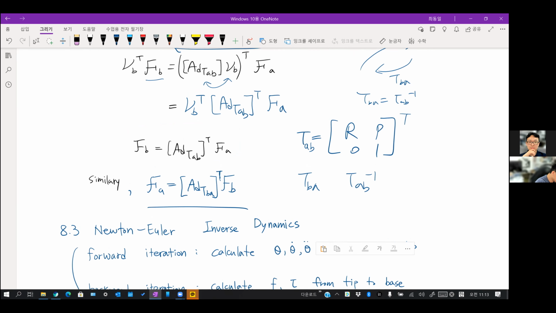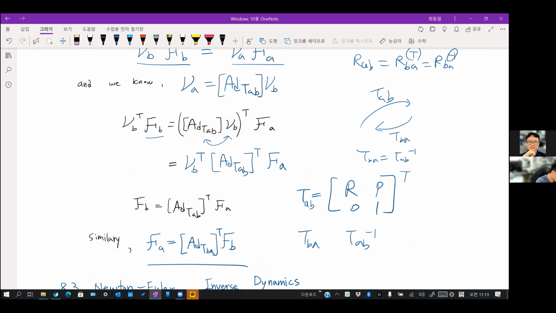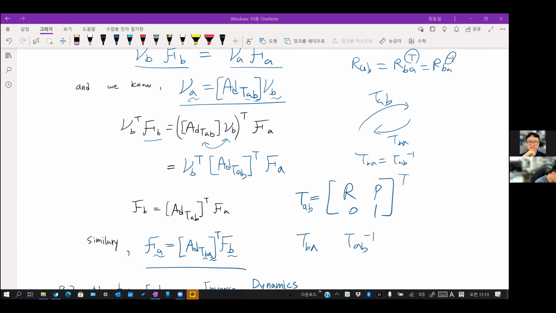Actually, in the twist case, we use A here, B here, A here, B here. But in the case of the wrench, the position is changed: B here, A here, B here, and A here, and transpose here. So this one is a little bit different, but you might memorize this one as an official equation.